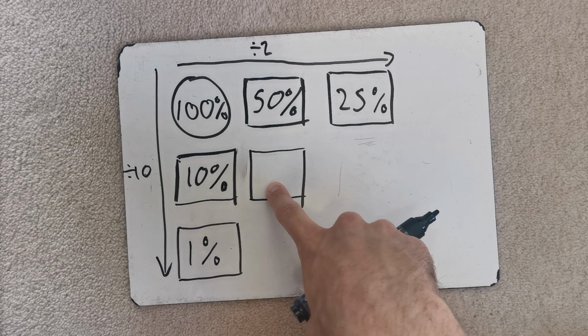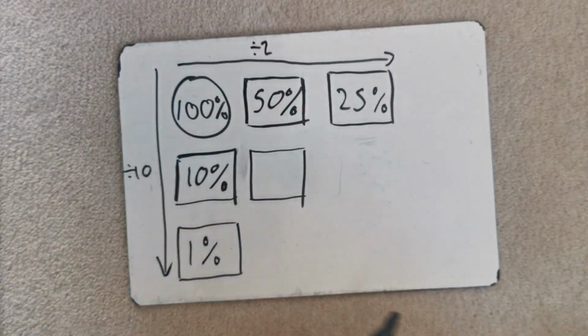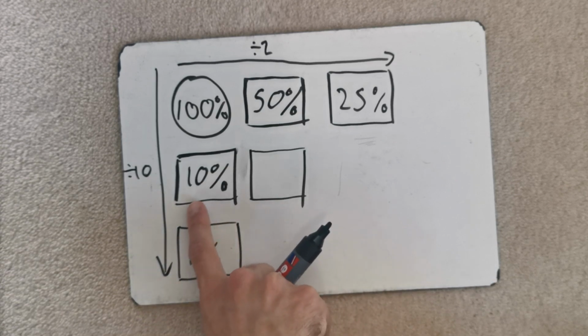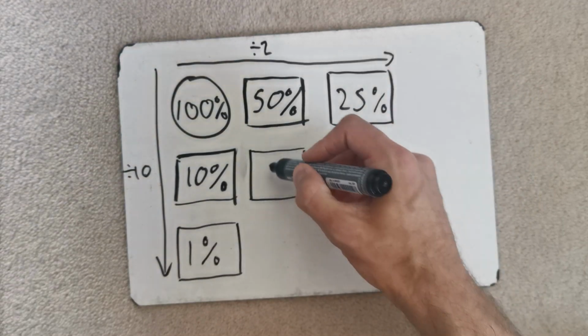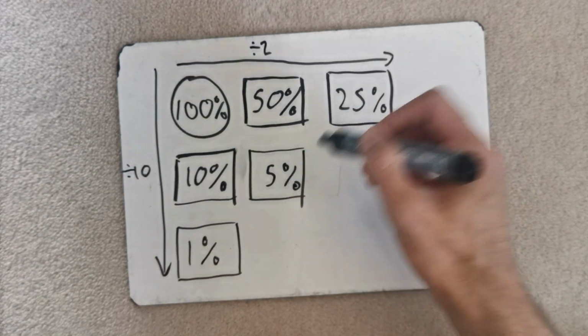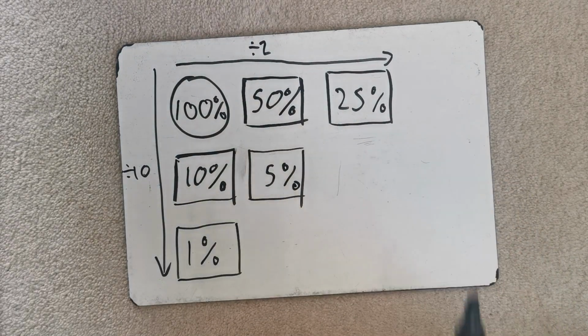But what about this one? Remember, this way we divide by 2, this way we divide by 10. What about if we go to this one and follow that rule? 10% divided by 2, we get 5%. Or we could divide by 2 and then divide by 10, and again you would get 5%.